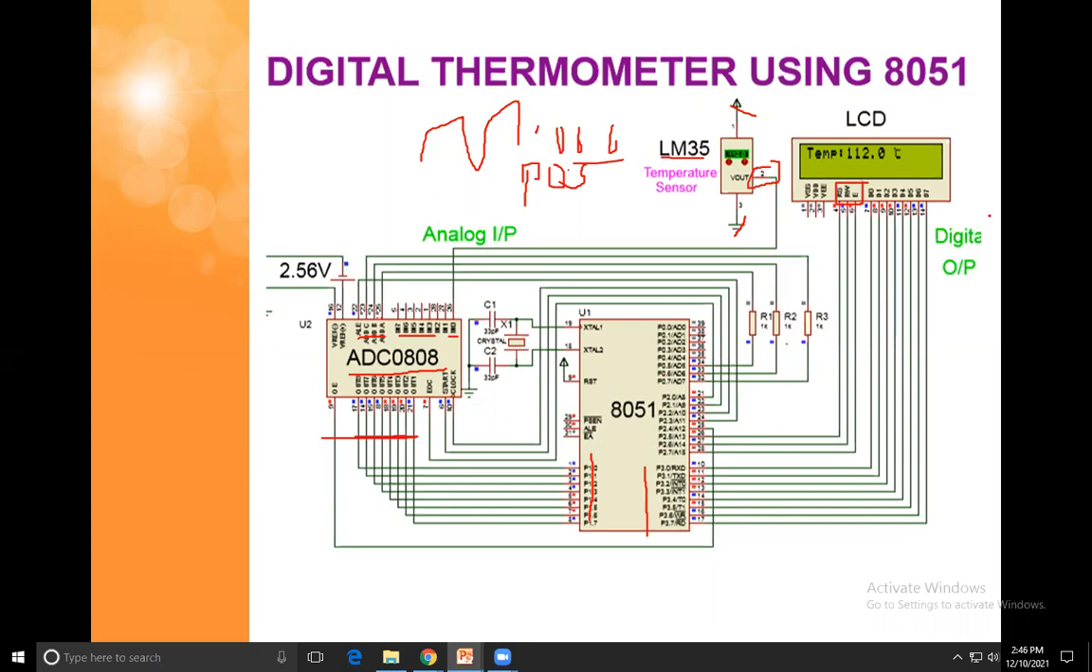So your LCD will display, suppose, 20 degrees Celsius as the output of this temperature. So this is the connection of the thermometer to the 8051. Okay.